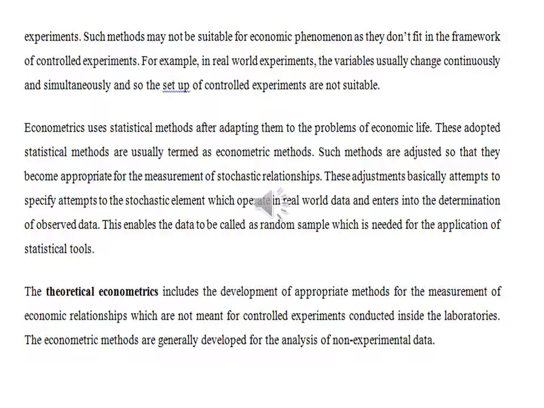These adapted statistical methods are usually termed econometric models or methods. Such methods are adjusted so that they become appropriate for the measurement of stochastic relationships. This adjustment basically attempts to account for the stochastic element which operates in real-world data and enters into the determination of observed data. This enables the data to be called a random sample, which is needed for the application of stochastic models.